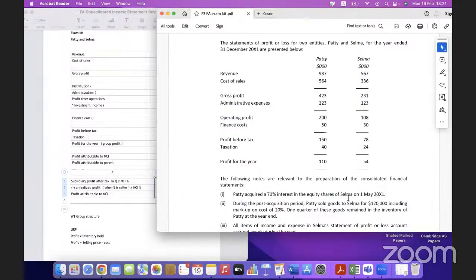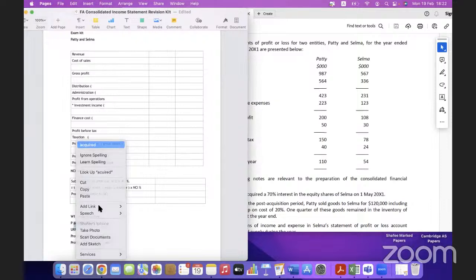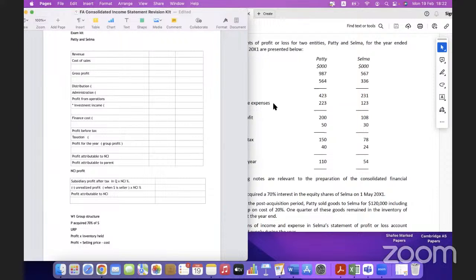Patty acquired 70% of Selma. So the group structure will be like this. Number one, P acquired 70% of S. Okay, right. So if Patty acquired 70% of S, how much percentage is remaining? 30% is remaining. Exactly. So the 30% we consider as our NCI.